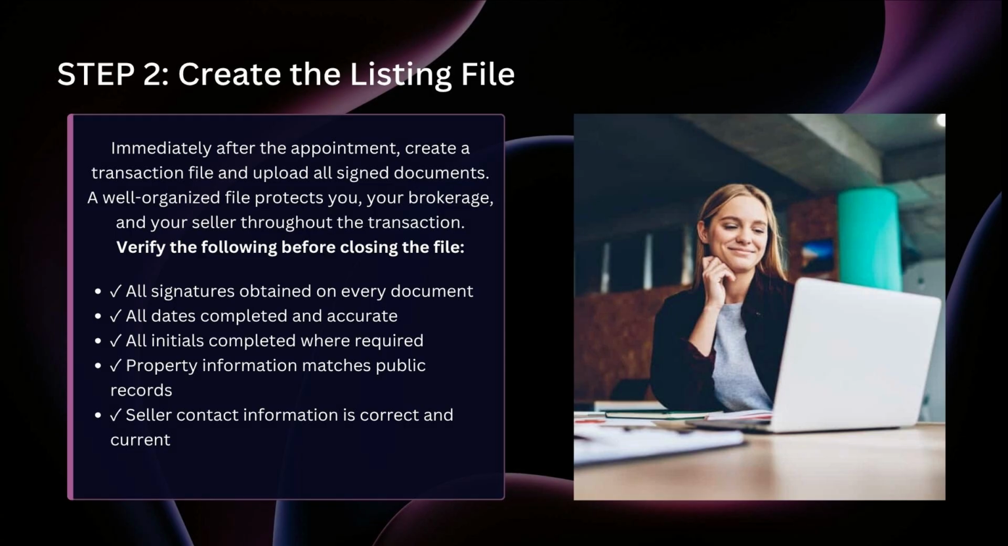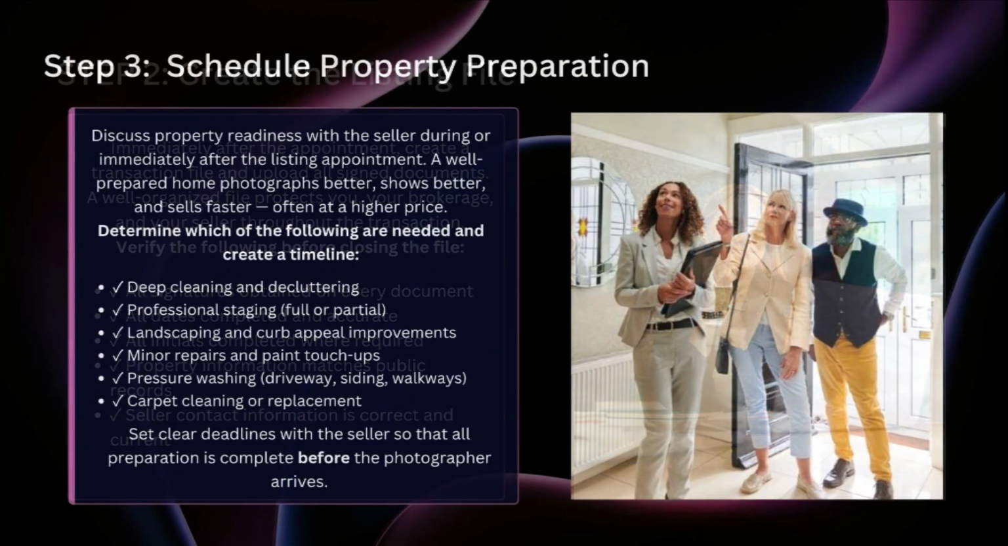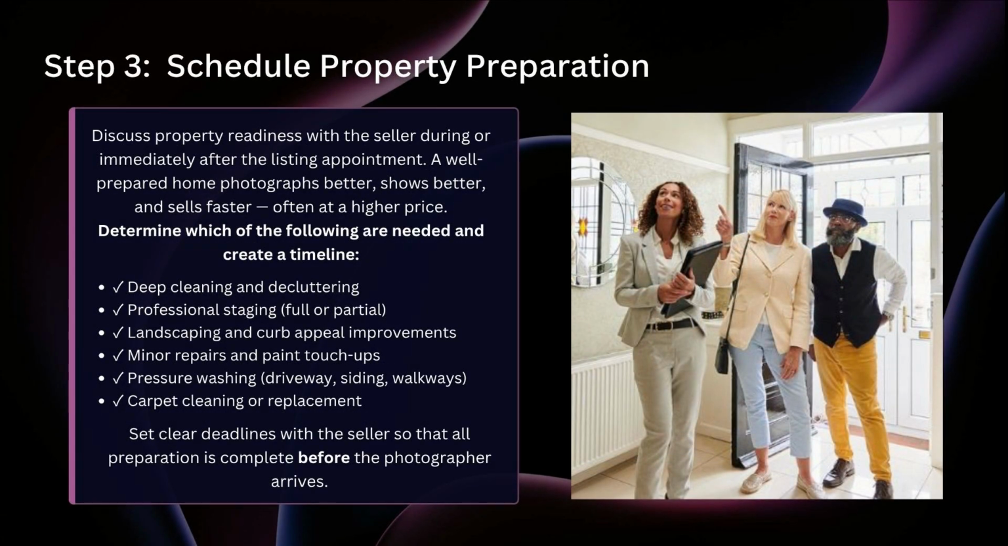Confirm that all required signatures have been obtained. Make sure all dates have been completed. Verify that all required initials are in place. Review the property information for accuracy and confirm that the seller's contact information is correct. Taking a few minutes to review your file now can help prevent delays, compliance issues, and unnecessary corrections later in the transaction. Step 3. Schedule property preparation.